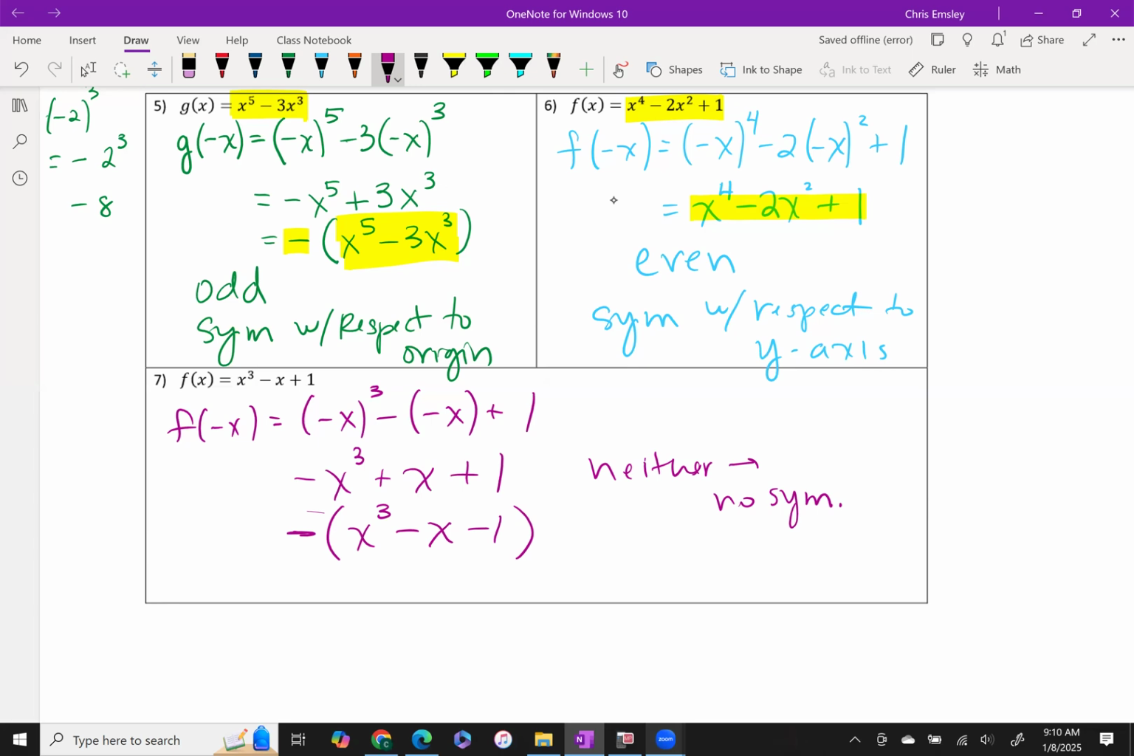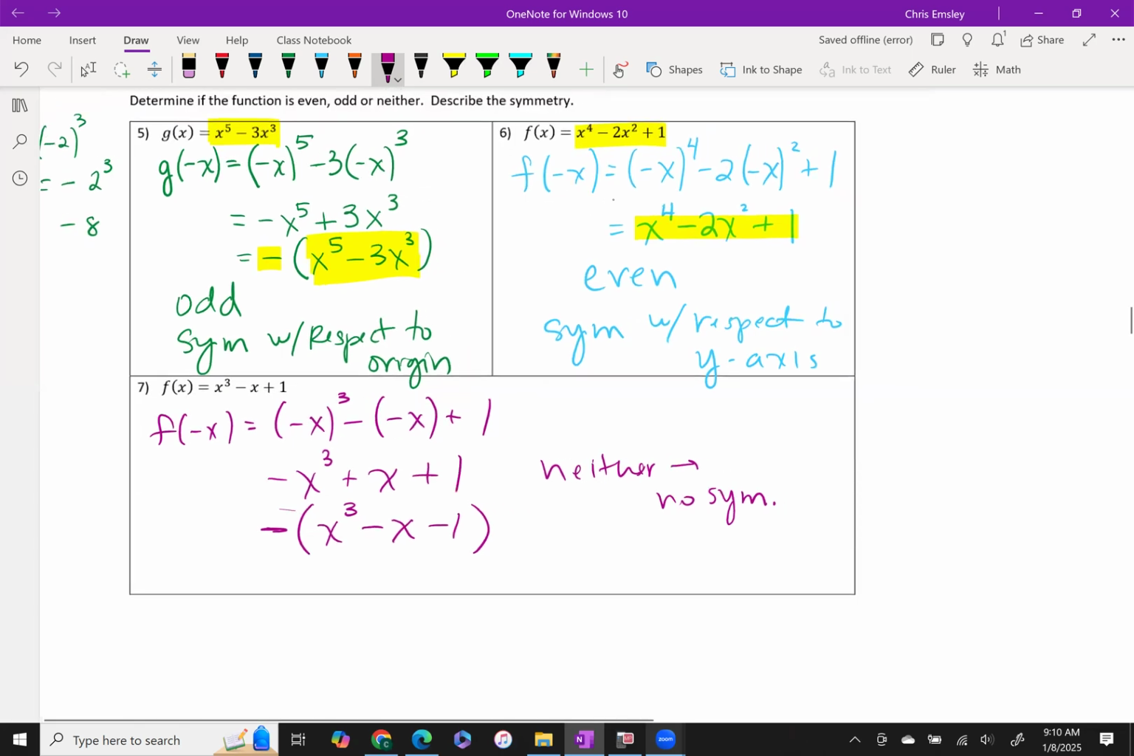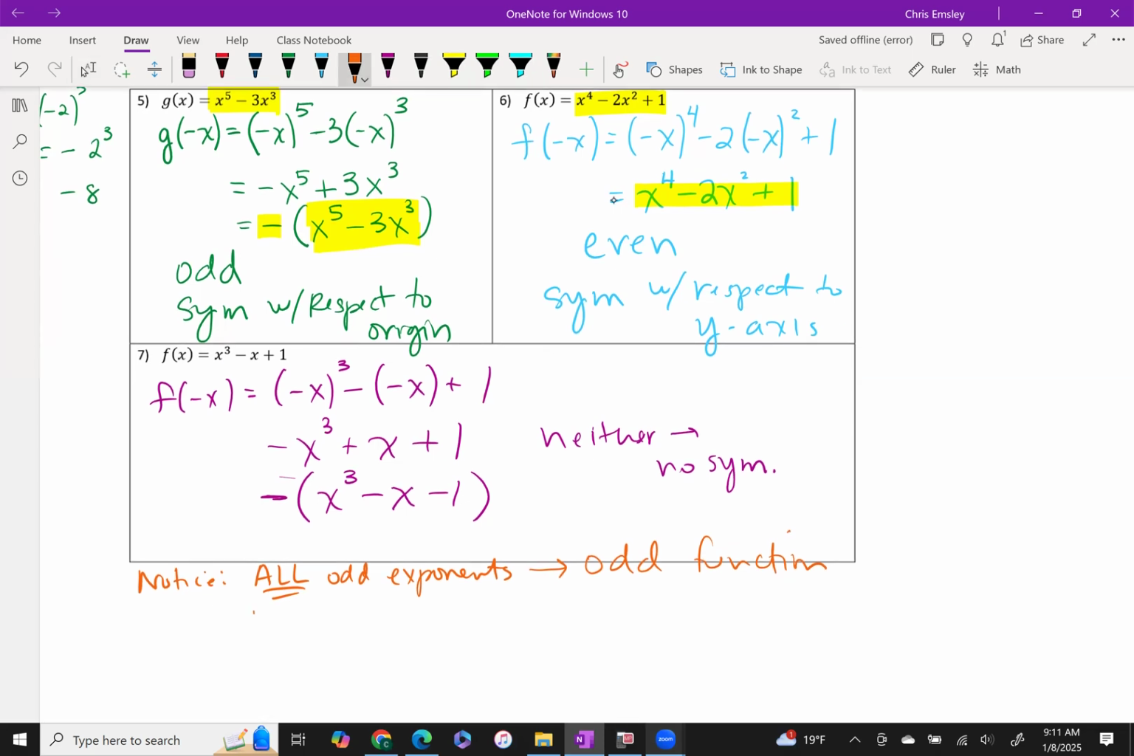One thing you might notice here, I don't know if you're paying careful attention, okay, notice if we have all odd exponents, like we did in number 5, it is an odd function. Okay, if we have all even exponents, like we did in number 6, it is an even function.